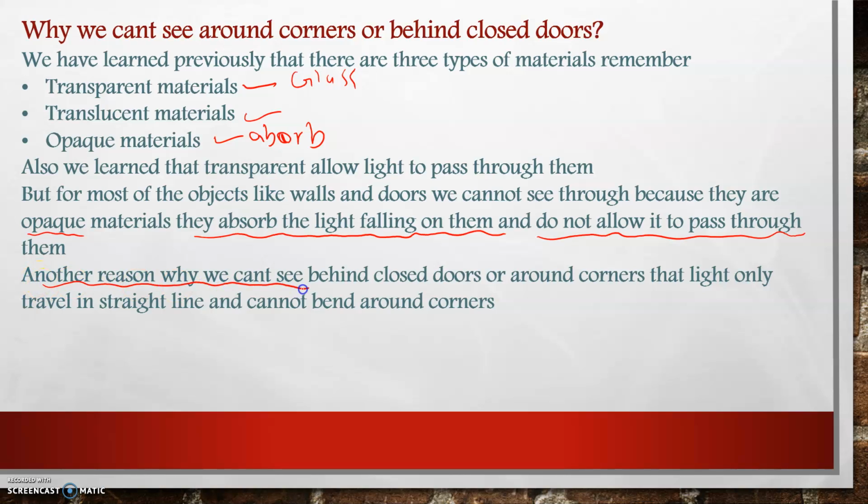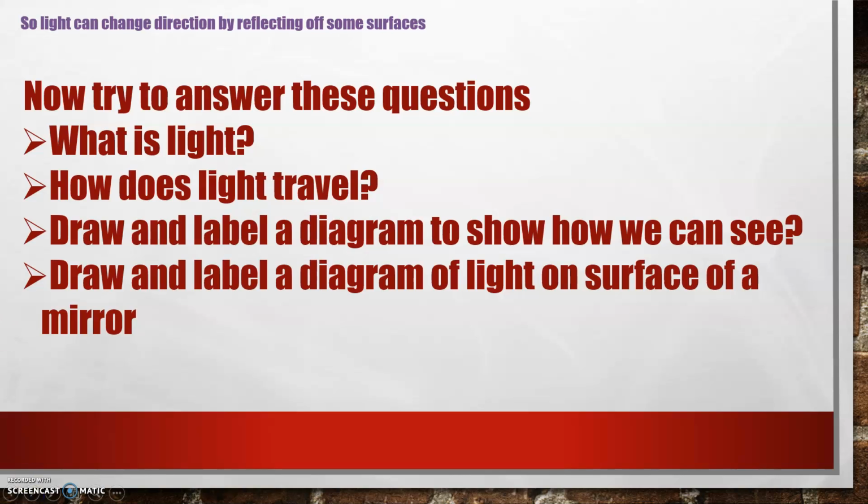Another reason, we asked also why we cannot see behind closed doors or around corners. We have learned before that light travels in straight lines. So when there is something like a corner, which is a wall, a door, something that blocks the light, it absorbs all the light. So nothing comes back. If there is no light behind, this means you cannot see through. Also, the light cannot bend around corners. It only works in straight lines. So because it does not bend around the corners, you cannot see what's around the corner. Okay, so now we know that light can change direction by reflecting off some surfaces, not all the surfaces.